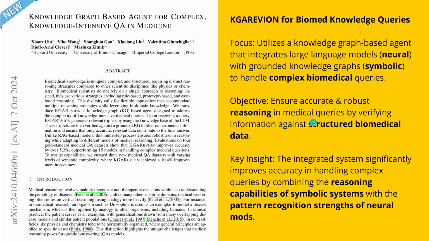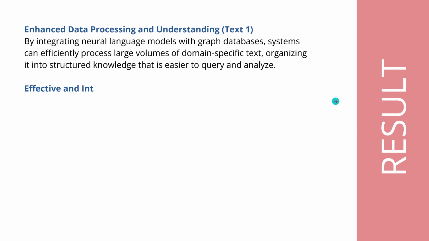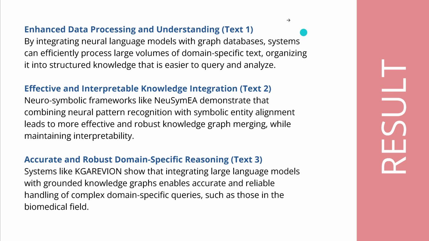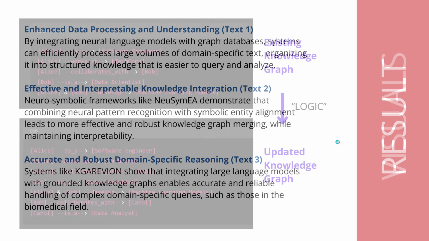And the beauty now is we combine the reasoning capabilities of a symbolic AI system with the pattern recognition strength of a neural LLM. Let's do this. So here, I just give you the results. You don't have to read all those three studies if you don't want. Study 1, Study 2, and Study 3. This is the interpretation of the results.